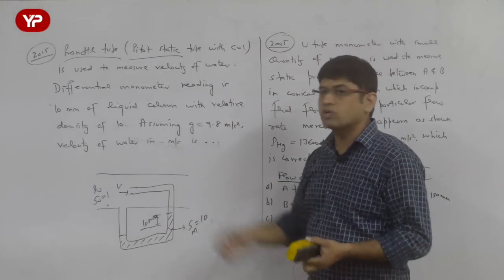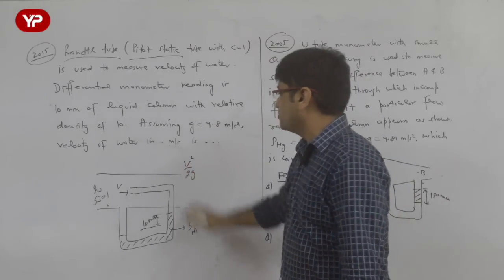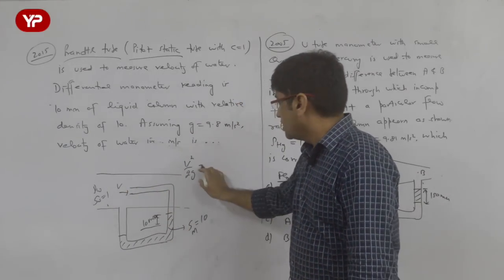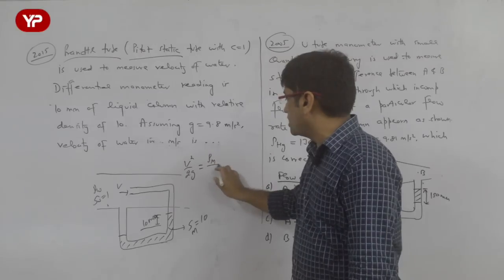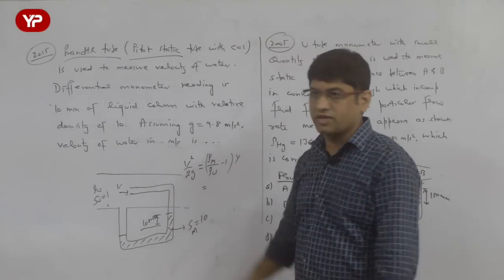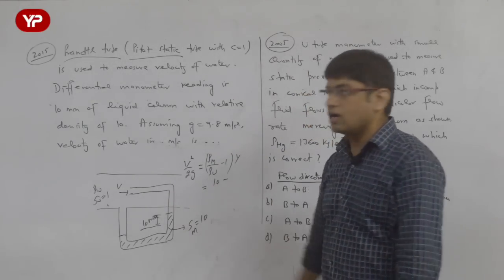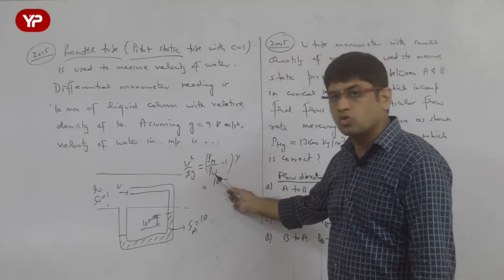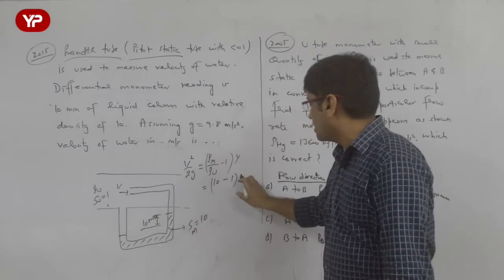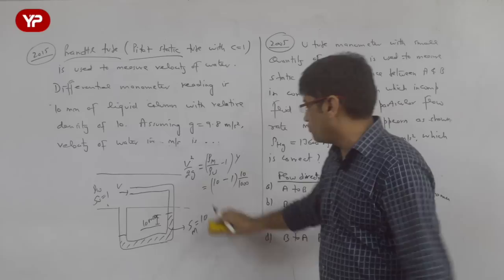We have already done many questions of this type. The formula for that is V square by 2g, the velocity kinetic head that we want to find out, is equal to rho of manometric fluid over rho of the fluid which is flowing, minus 1, into y, the limb difference. Now what is the rho of the manometric fluid? That is 10 times the rho of water. So rho m over rho w is 10, minus 1, into y, which is 10 millimeter. I write that in meters, so 10 divided by 1000. That is the value of V square by 2g.